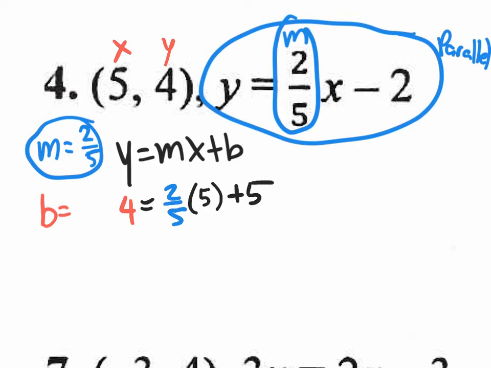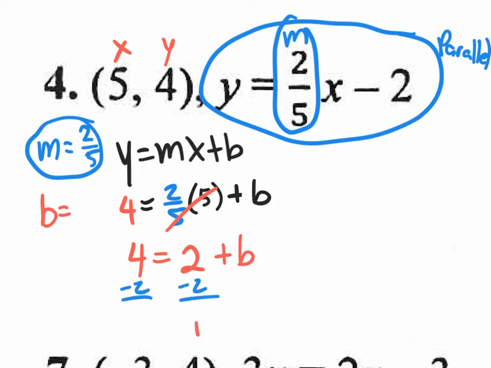Now 2/5 times 5, that's beautiful, cancels out. Oh wait, why did I put a 5 right there? I'm sorry. Let me go back, put a b right there, typo. Okay, so what do we have? We have a new equation that says 4 equals 2 plus b. Subtract 2, subtract 2. What does b equal? 2. So your b value is 2.